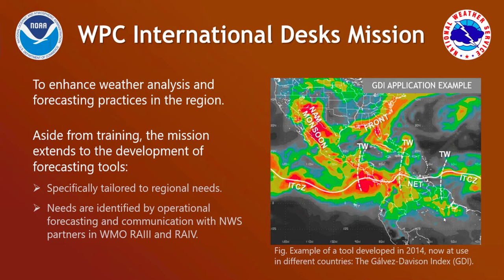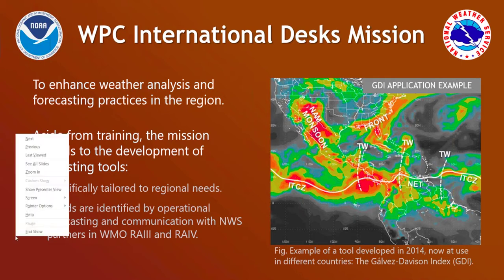This is just an example on the right. You can see a figure showing the Galvez-Davison index. For those of you who don't know this, Mike Davison and I developed this between 2012 and 2014, and we developed the official manuscript in 2016. So people have been using this index all over the world actually right now. We're pretty happy with that, and the results are pretty positive.